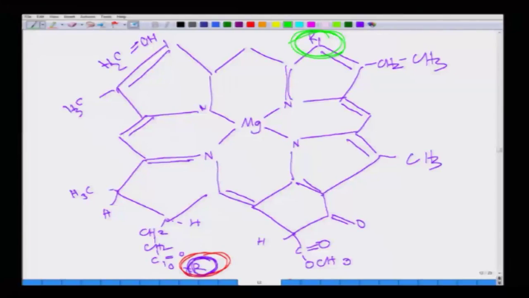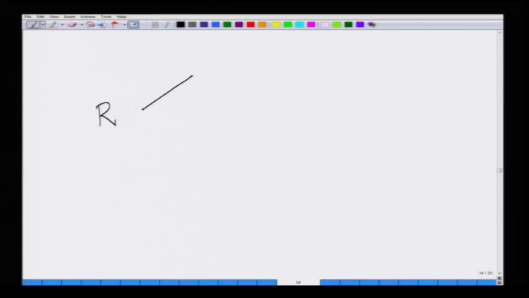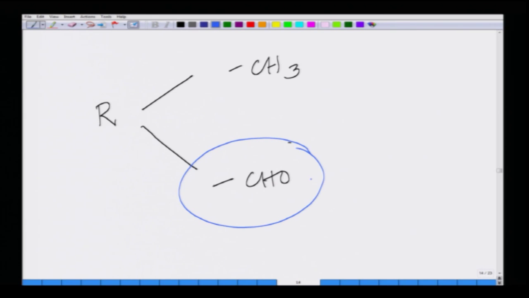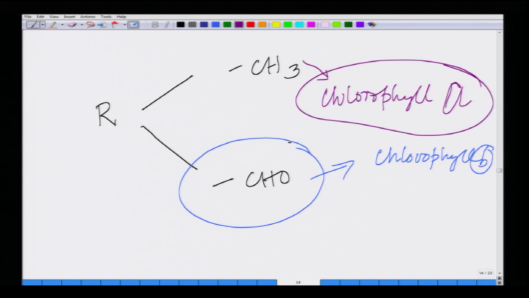If you go back to the structure, this one I'm circling, this R group varies. That R group could be of two types: either a CH3 group, a methyl group, or a CHO group. If it is a CHO group, then this is called chlorophyll B. And if it is a methyl group, this is called chlorophyll A. This is the basic difference between chlorophyll A and chlorophyll B.